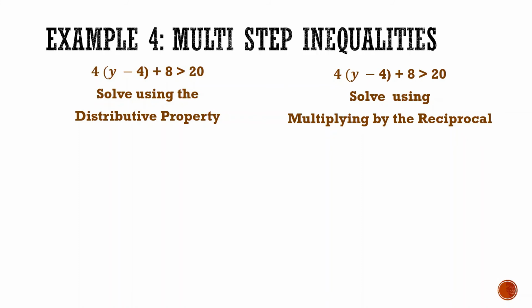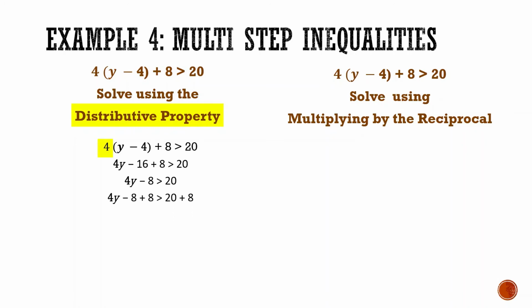Example 4, multi-step inequalities. There are 2 ways we can solve this inequality of 4 times the quantity y minus 4 plus 8 is greater than 20. Our first way is using the distributive property, where I multiply 4 times the quantity y minus 4 and get 4y minus 16 plus 8 is greater than 20. I combine like terms, so 4y minus 8 is greater than 20. I add 8 to both sides of the inequality, end up with 4y is greater than 28. And I divide both sides by 4, so y is greater than 7.